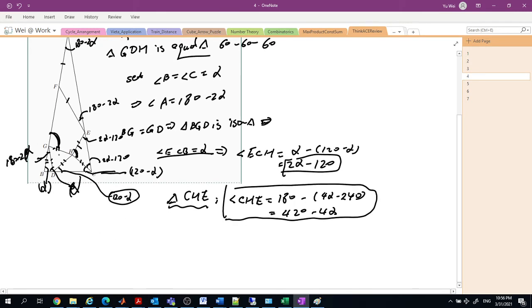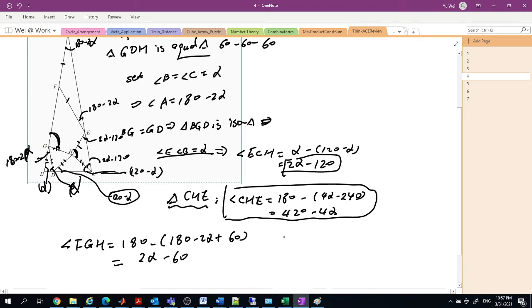And now we are trying to solve the other part, which is angle FGH, right? It is 180 minus 180 minus 2 alpha plus the equilateral 60. So this one is equal to 2 alpha minus 60.